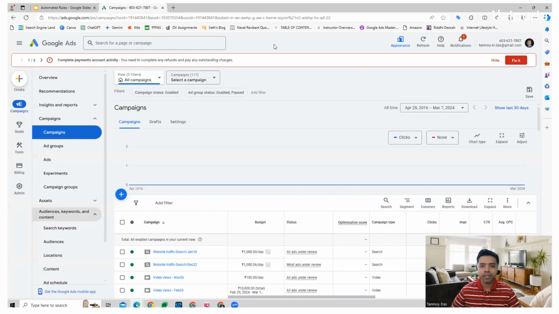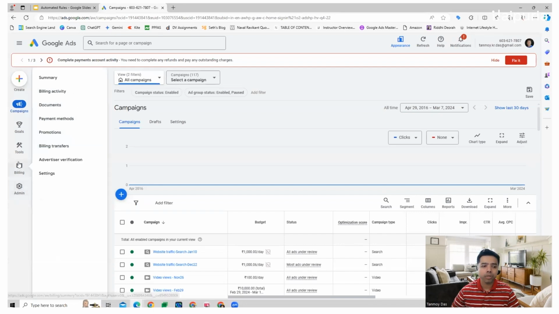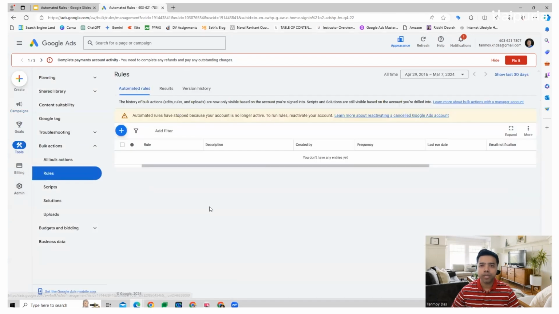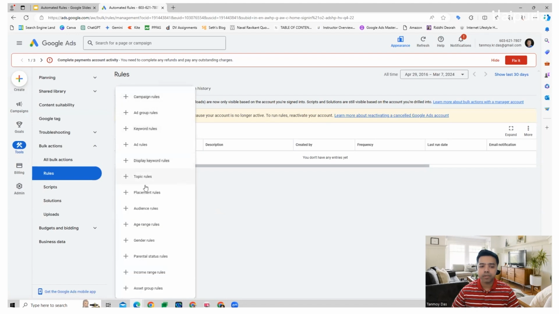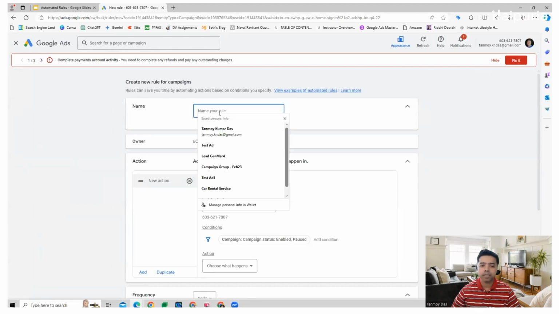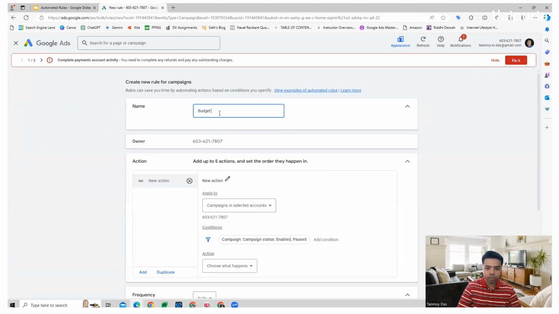Once we are inside our platform, we can go to the tools section, then bulk actions, and then rules. From here, we can build out these automated rules. There are various kinds of rules, as you can see out here, which we can create. Let's begin with the campaign rule like we were discussing. Let's say this is a budget rule which we want to set.